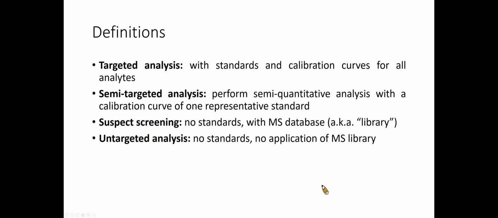These slides summarize the brief definitions of each type of mass analysis. Targeted analysis is with standards and a calibration curve for all analytes. Semi-targeted analysis refers to semi-quantitative analysis of many analytes with a calibration curve of one representative standard. Suspect screening does not require any standard but needs a mass database. Untargeted analysis requires no standard and no mass databases.